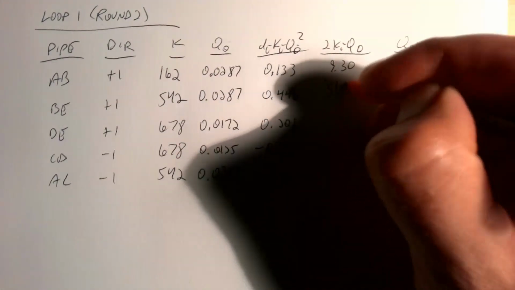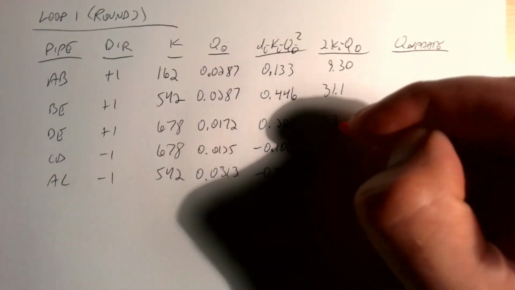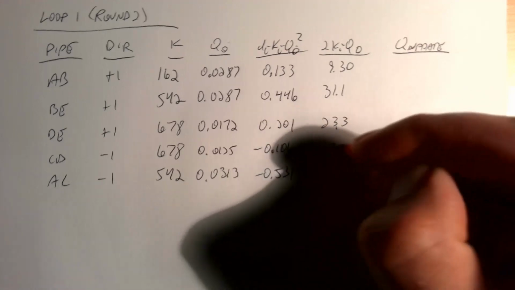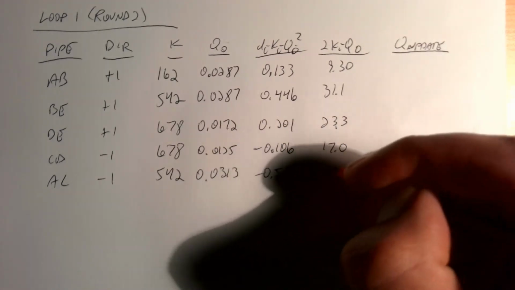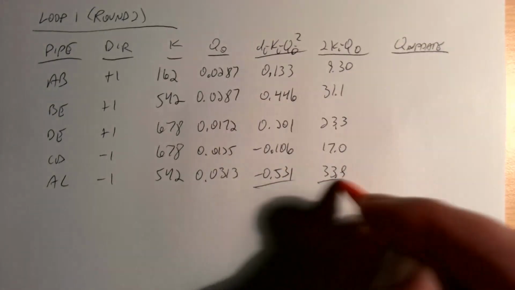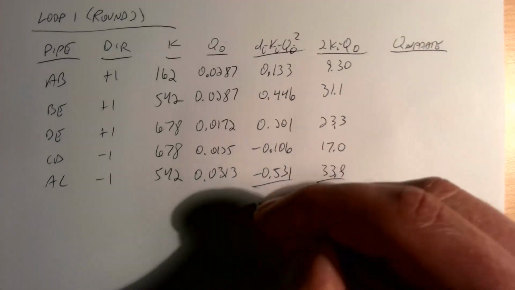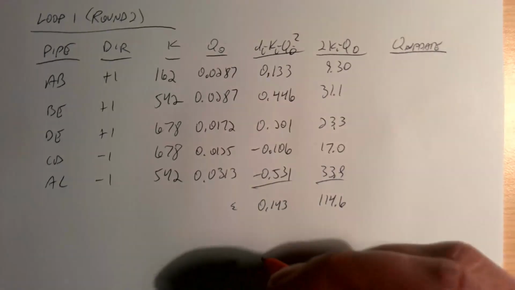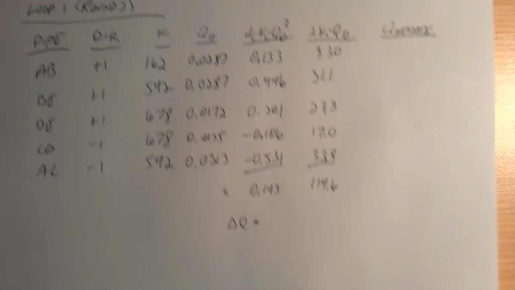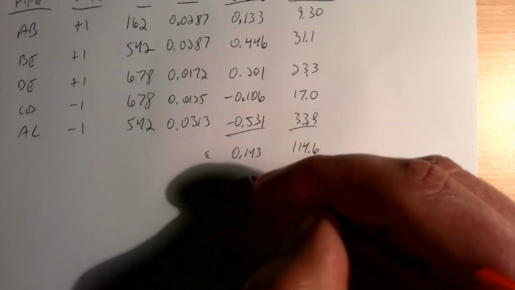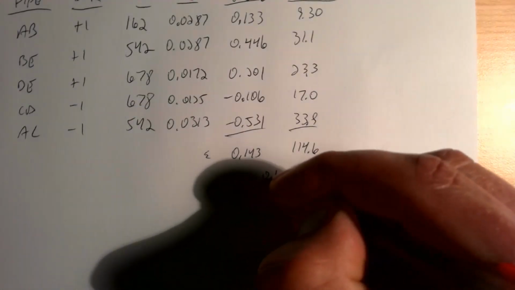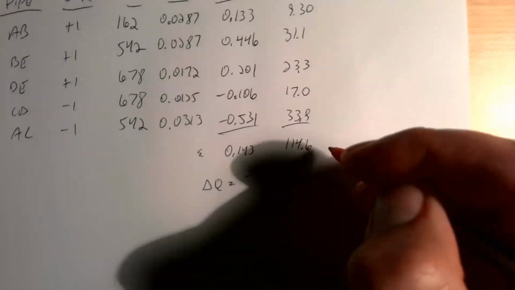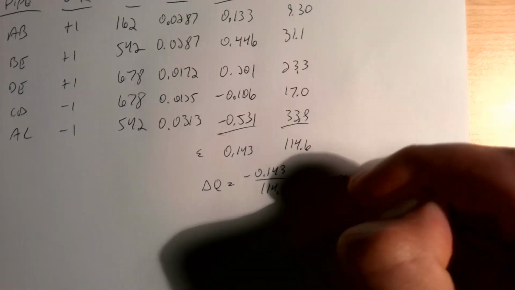And then for our 2K Q0s here we have 9.30, 31.1, 23.3, 17.0, and 33.9. So if we add those up, we get 0.143 and 114.6. So we can then compute our delta Q of negative 0.143 over 114.6, and that's a negative 0.0012.